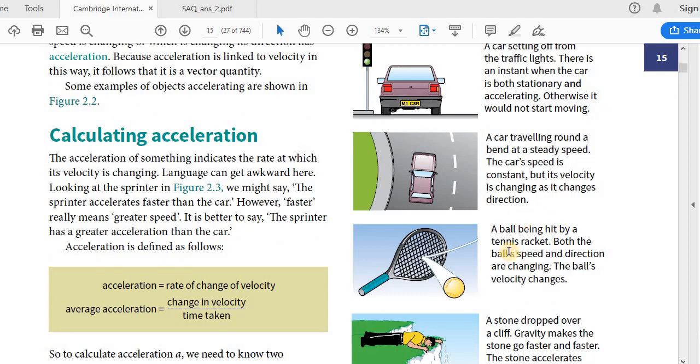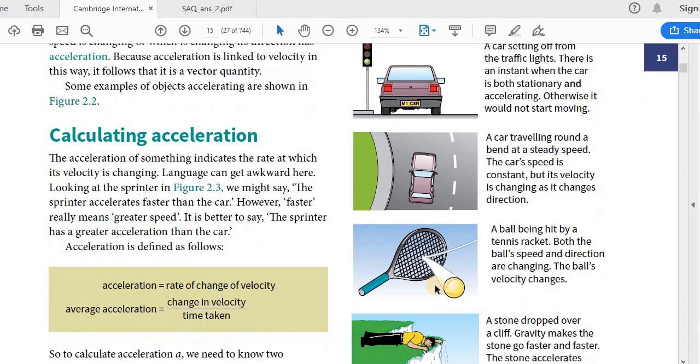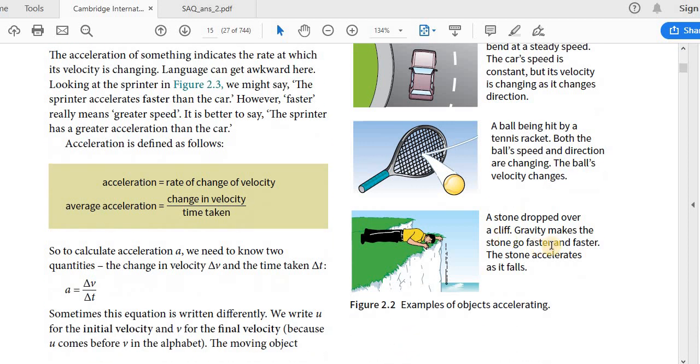Okay, so a resultant force can cause a stopped object to move. It can cause a change in direction of a moving object. It can also cause a moving object to stop. It can cause a change in the shape of an object. And over here we can see the change in direction. The speed also changes, the direction also changes. And you can see in this last one, the gravitational force, which is the resultant force, makes the stone accelerate when the stone is dropped.